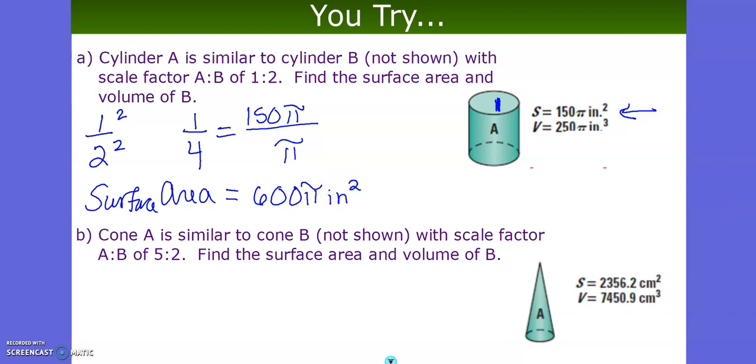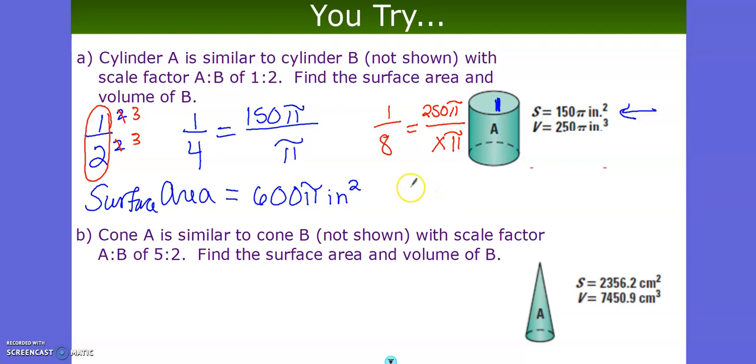To find the volume, I'm going to go back to my original scale factor. And instead of squaring it, I'm going to cube it. This is going to give me a new scale factor for volume. So my new scale factor is 1 to 8. I'm going to go ahead and do the same proportion. I'm going to put 250 though up top. And we're going to have to figure out what the bottom is. We're multiplying 250 times 8 and dividing it by 1.